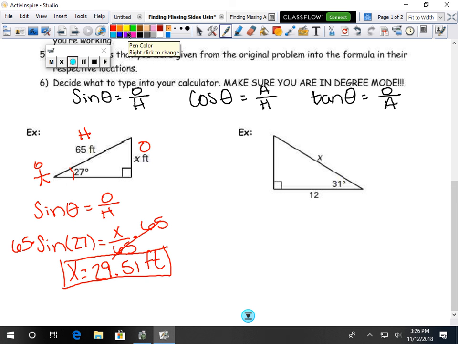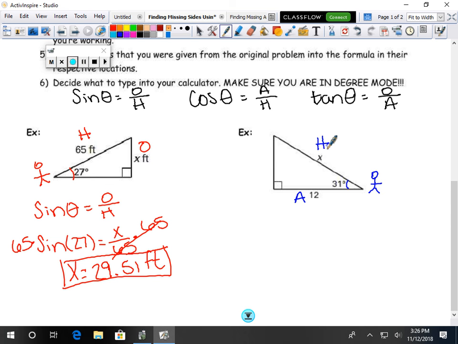So let's look at example 2 here. 31 degrees here tells me that I need to draw my stick man at this angle. So I'm going to label my sides O, A, or H. If my stick man is here, this is where I'm starting, then 12 would be labeled A, and x is across from the right angle, so that makes that H.